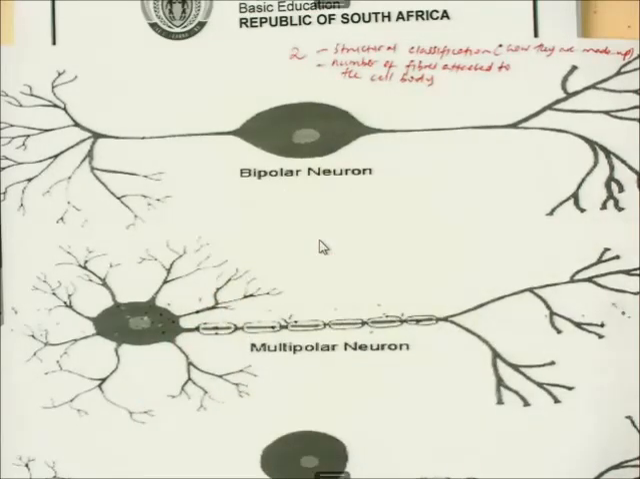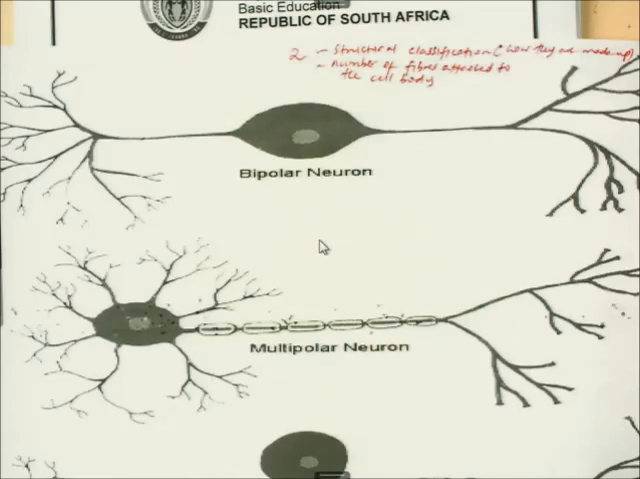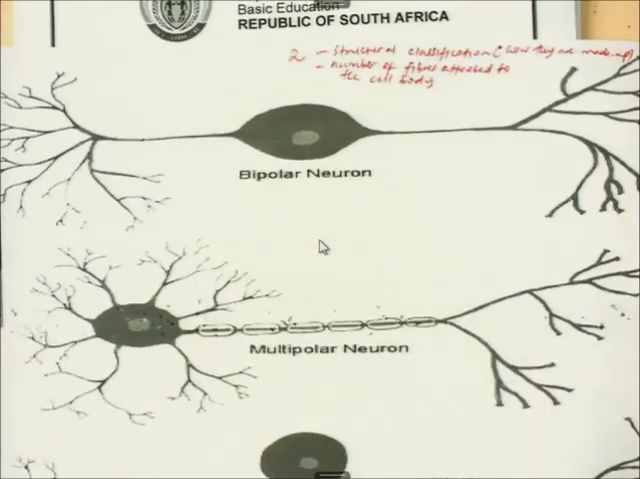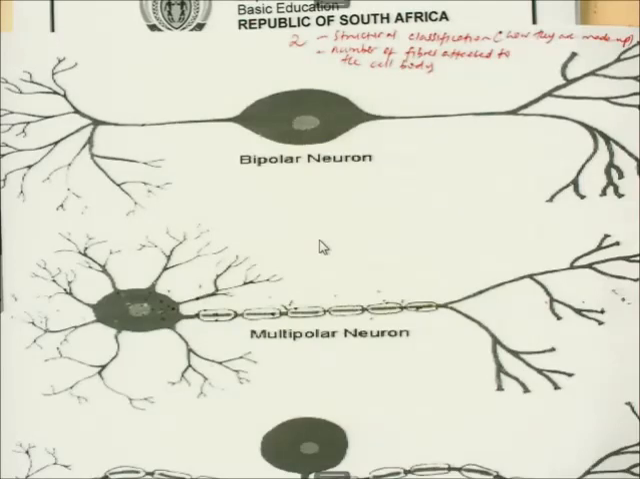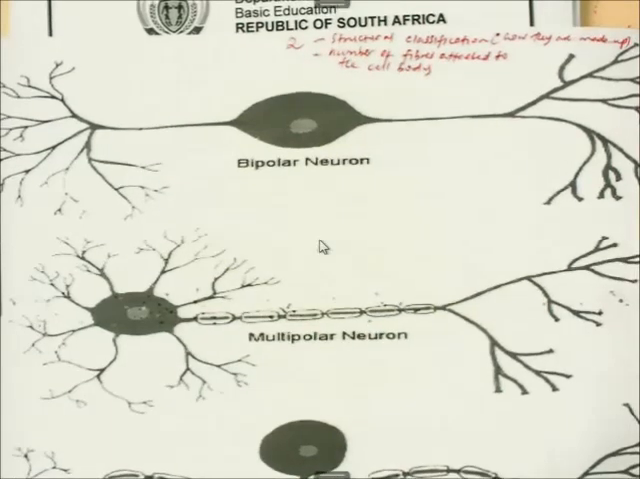We have this first neuron, which is called a bipolar neuron. We have our cell body here. From this cell body, two nerve fibers are attached. Hence, we call this neuron a bipolar neuron. Then we have another type of neuron, which is called a multipolar neuron. This neuron is called a multipolar neuron because it has so many fibers which are attached to the cell body. And then the last kind of neuron is called the unipolar neuron. This neuron is called a unipolar neuron because it has one fiber which is attached to the cell body.